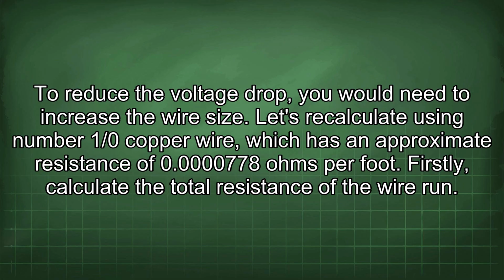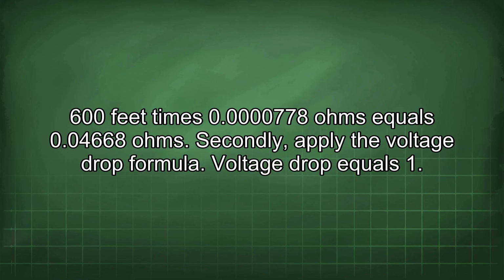Let's recalculate using number 1/0 copper wire, which has an approximate resistance of 0.778 ohms per foot. Firstly, calculate the total resistance of the wire run. 600 feet times 0.778 ohms equals 0.4668 ohms.